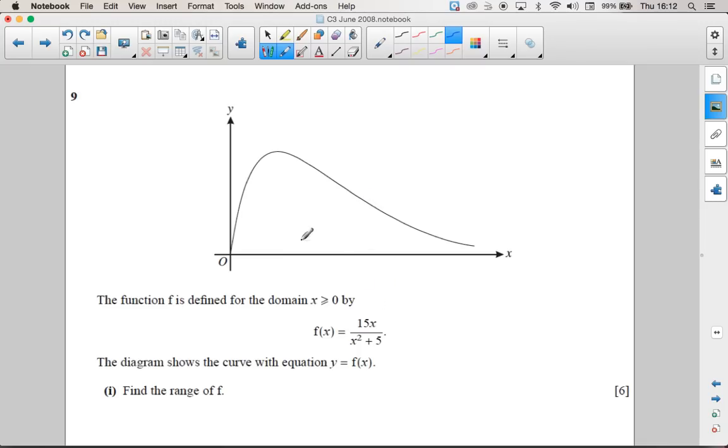Okay, question number 9 has given us this curve here, given by this function, this equation here. And it wants us to work out for part 1 the range. 6-mark question, so it's not as easy as just going, oh, it's whatever. We're going to have to do some maths to figure it out.